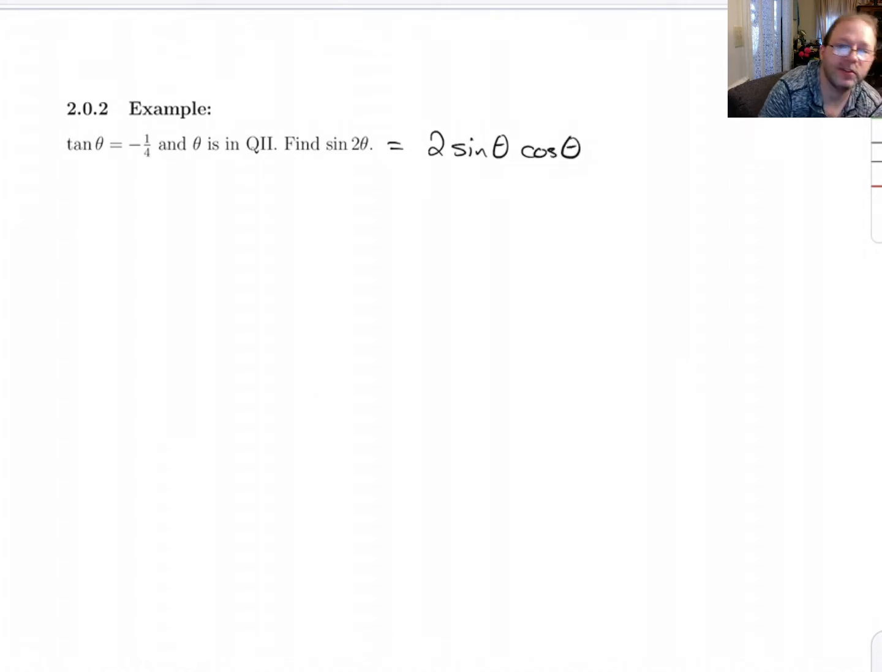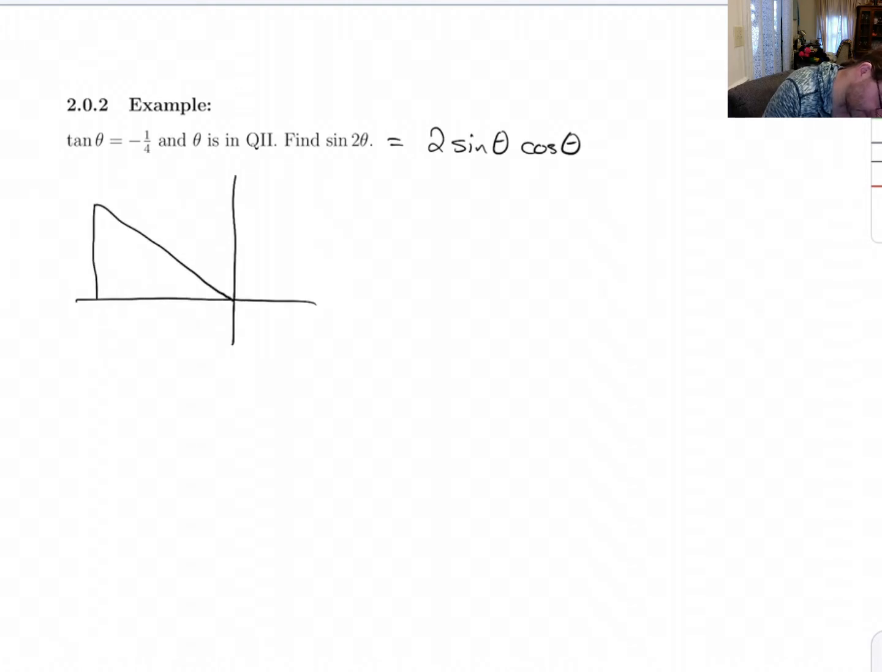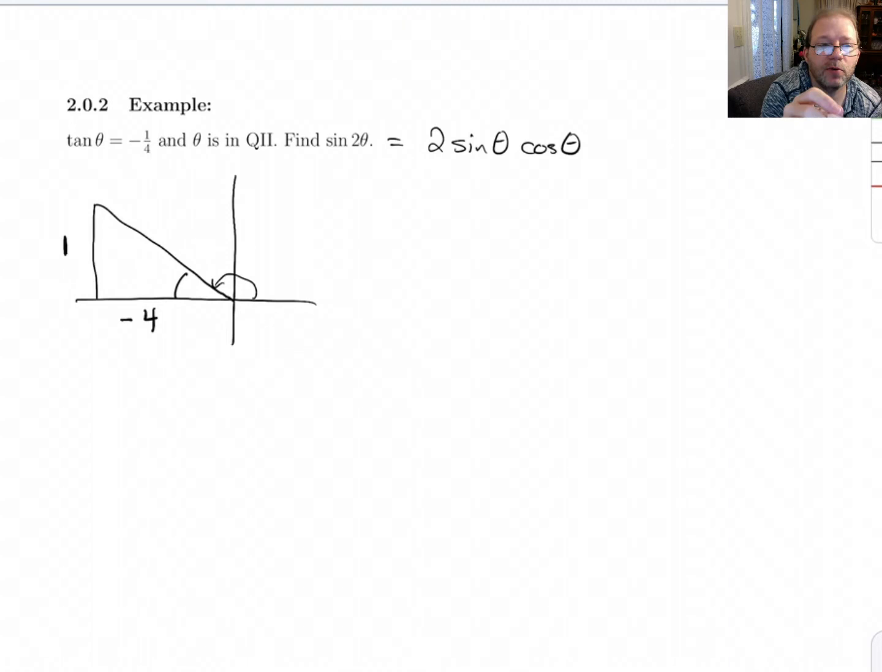So we've got to figure out what sine and cosine of theta are. So let's see. I'm going to draw a tangent over here into quadrant 2. So here's my angle. Theta is actually this angle, but this is the reference angle here. So let's see. The tangent is opposite over adjacent. So the 4 is going to be negative, the 1's positive. And the hypotenuse there by the Pythagorean theorem is going to be square root of 17.